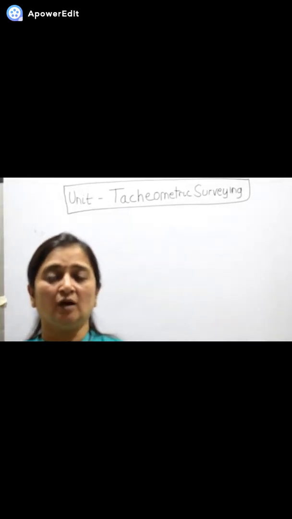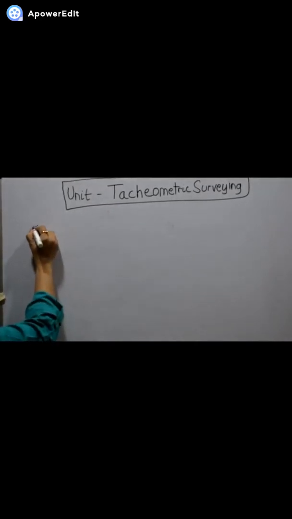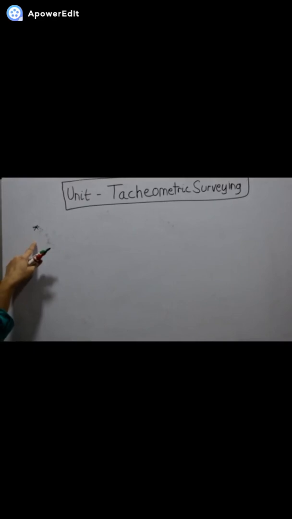Students, now we are going to discuss the topic tachometric survey. What is tachometric survey? Tachometric survey is the branch of survey in which the horizontal distance and the vertical distance is measured without using chain or tape or any chaining process, merely with the help of formulas.